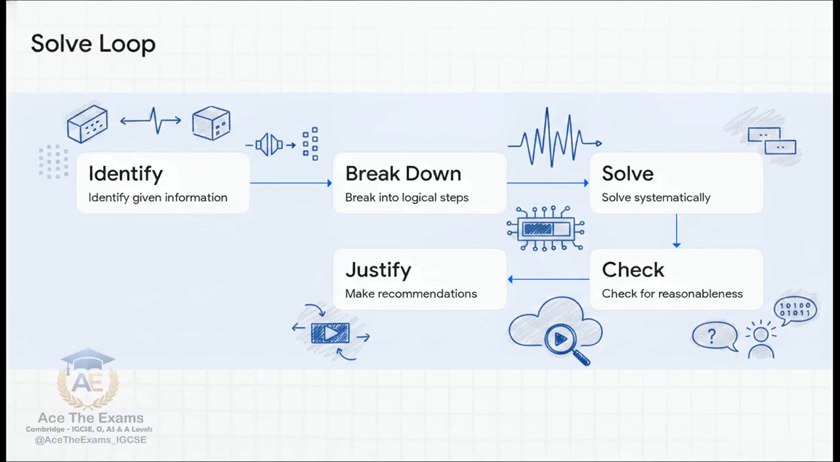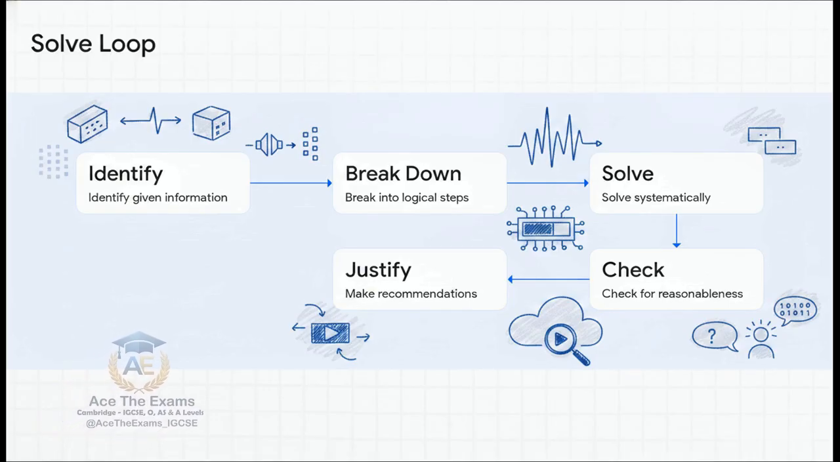If a question asks you to recommend a streaming method, your justification is where the highest cognitive domain is assessed. You can't just say use real-time streaming. You have to justify it based on the logical steps you broke down earlier. This right here is your computer science success blueprint.